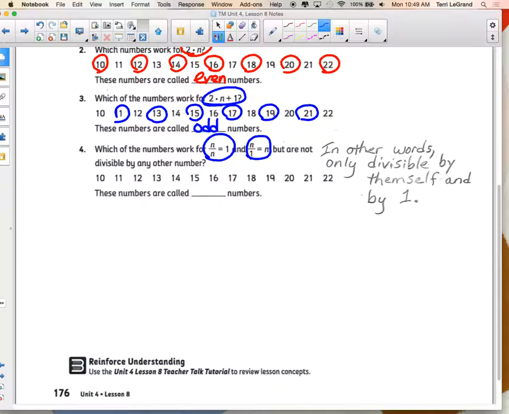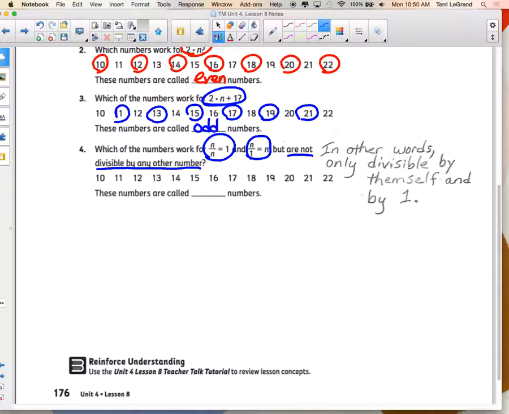So can you tell me which of those numbers in that list work? How about 10 divided by 10? Is that 1? Okay. Is 10 divided by 1, 10? But is 10 divisible by any other number other than 10 and 1? Yeah, it's divisible by 2 and by 5. So 10 can't be in that list, can it? It has to meet both of these, and it can't be divisible by any other number.